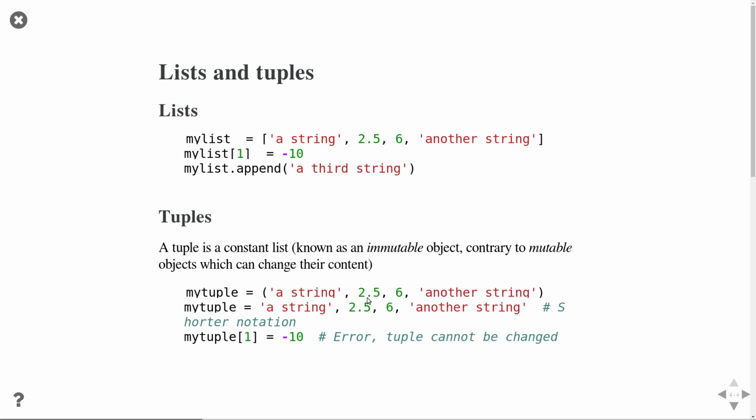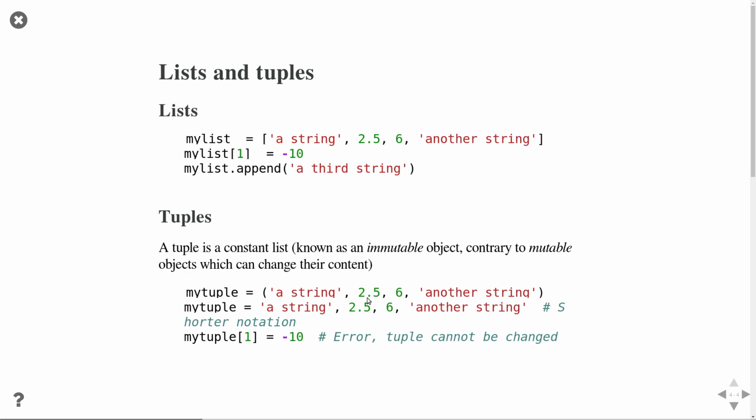Tuples work very similarly, except that they're constant, which means that you can't change them once you have created them. This is also called immutable. Immutable means that once you have created the object, it's constant, you can't change it. This is in contrast to mutable objects, where you can change the content. The list is an example of a mutable object. We were able to change it.